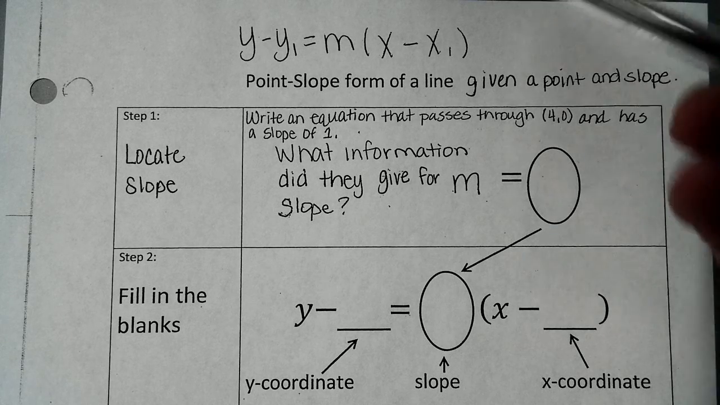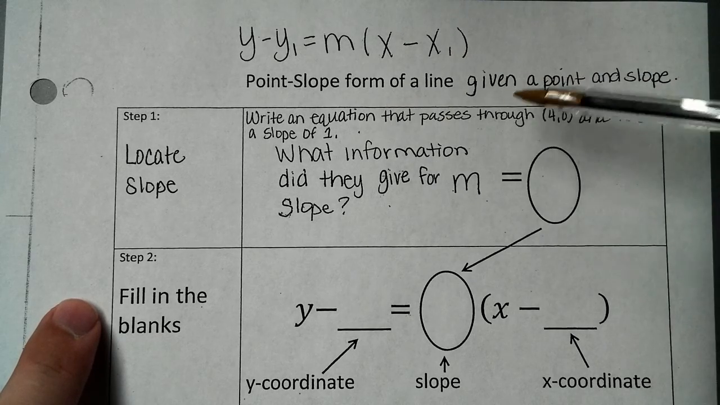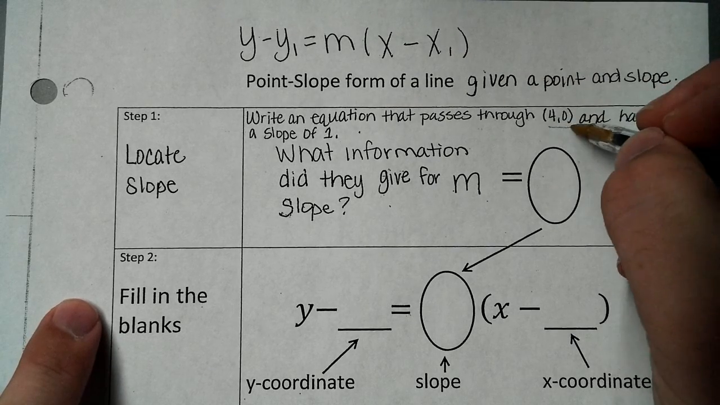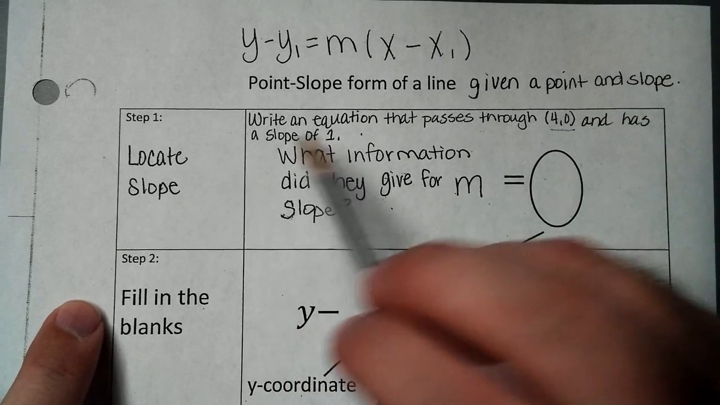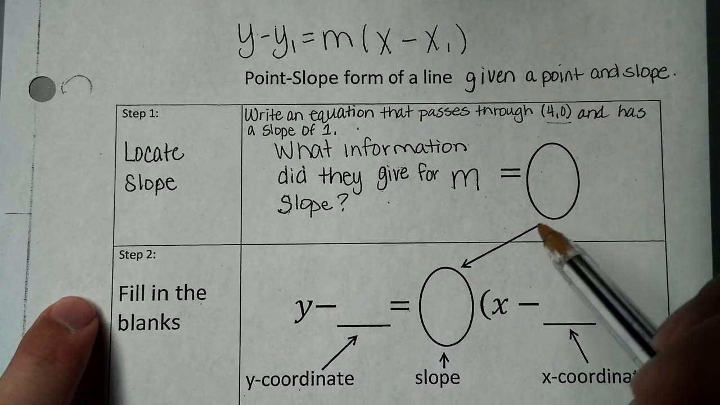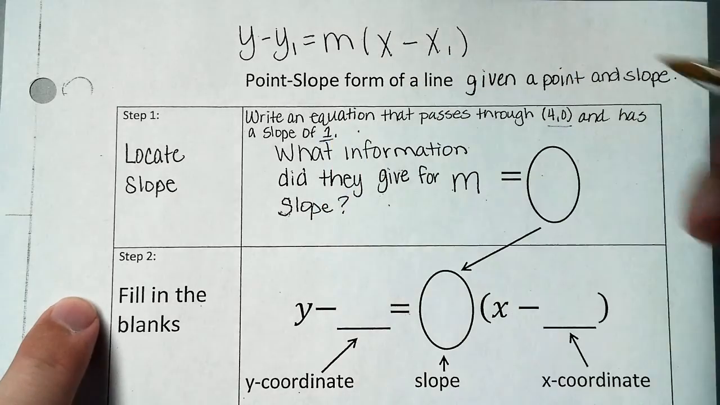Today's video is going to go over using point slope form. Here is the problem in the first one. It says write an equation that passes through 4, 0 and has a slope of 1. So the first step is to find information for slope. Right now it tells me the slope is 1.